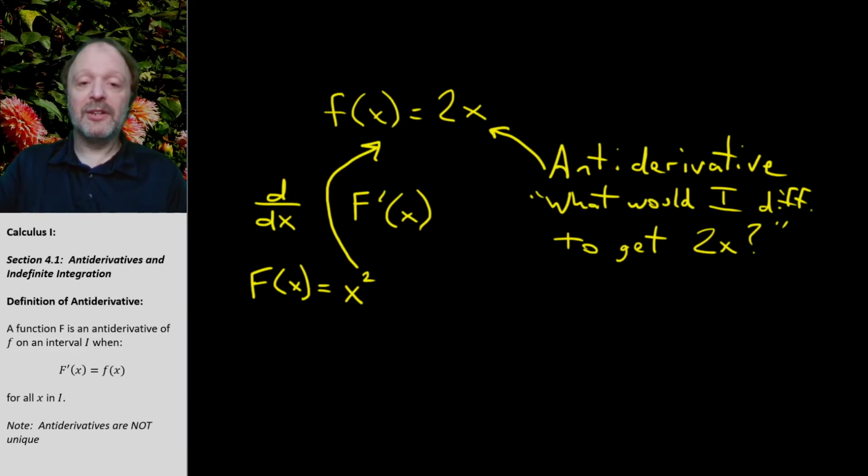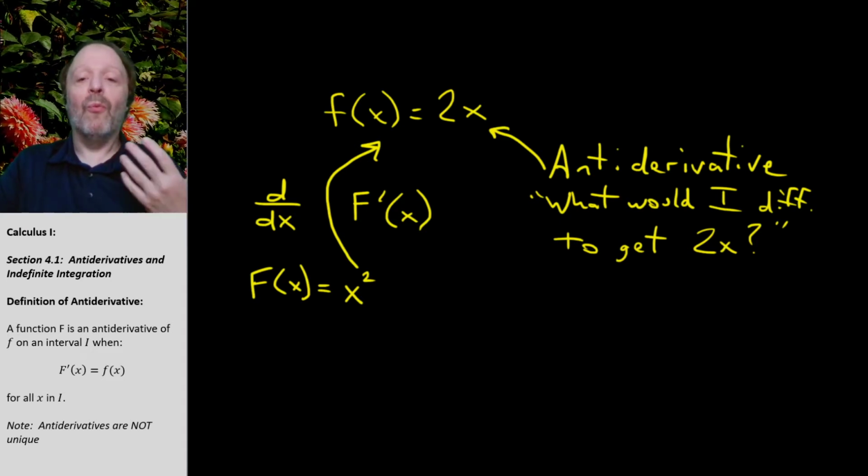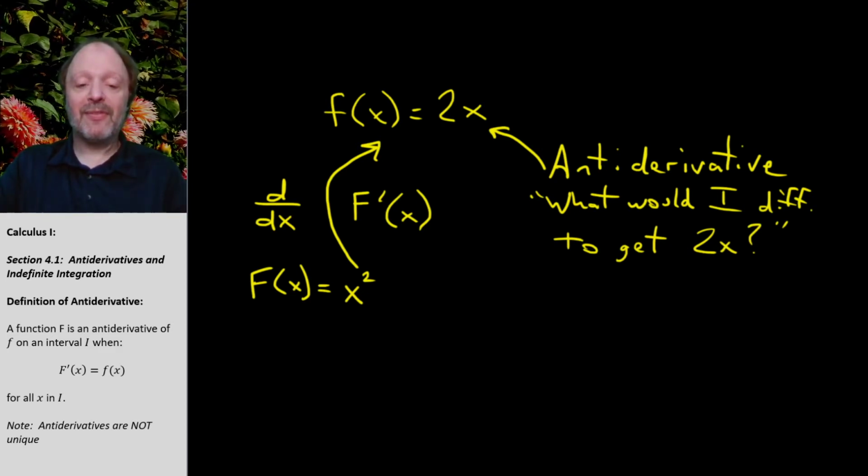All right, so that is in a nutshell what an antiderivative is. It is an inverse derivative. It's working backwards now. And you always can say to yourself, what would I differentiate to get my f? That's the antiderivative. Okay? But that's not the whole story. It would be lovely if that were, but it's not.